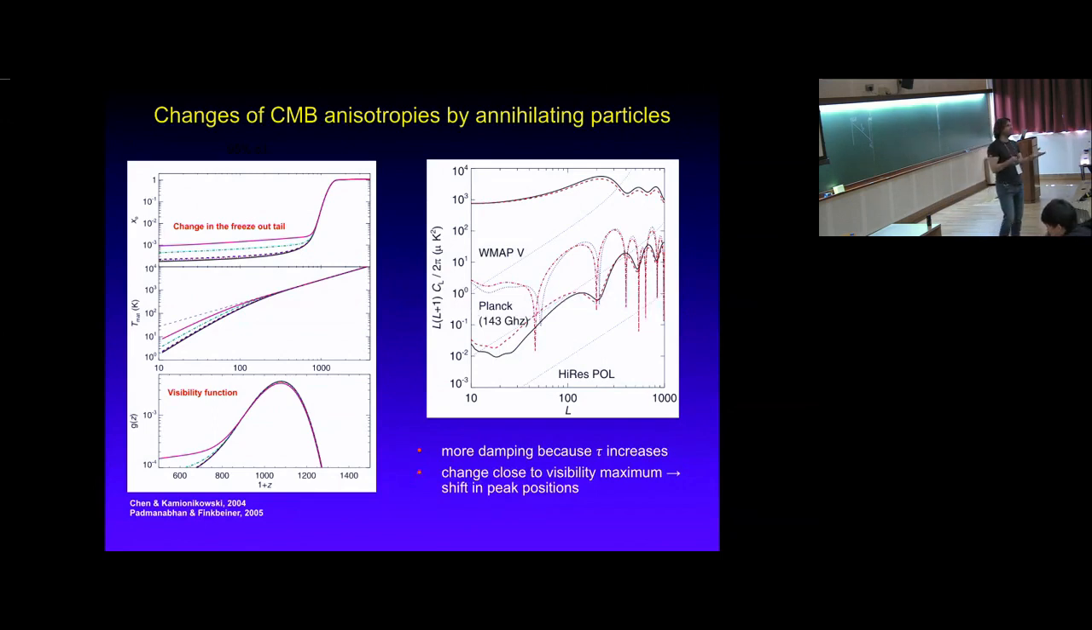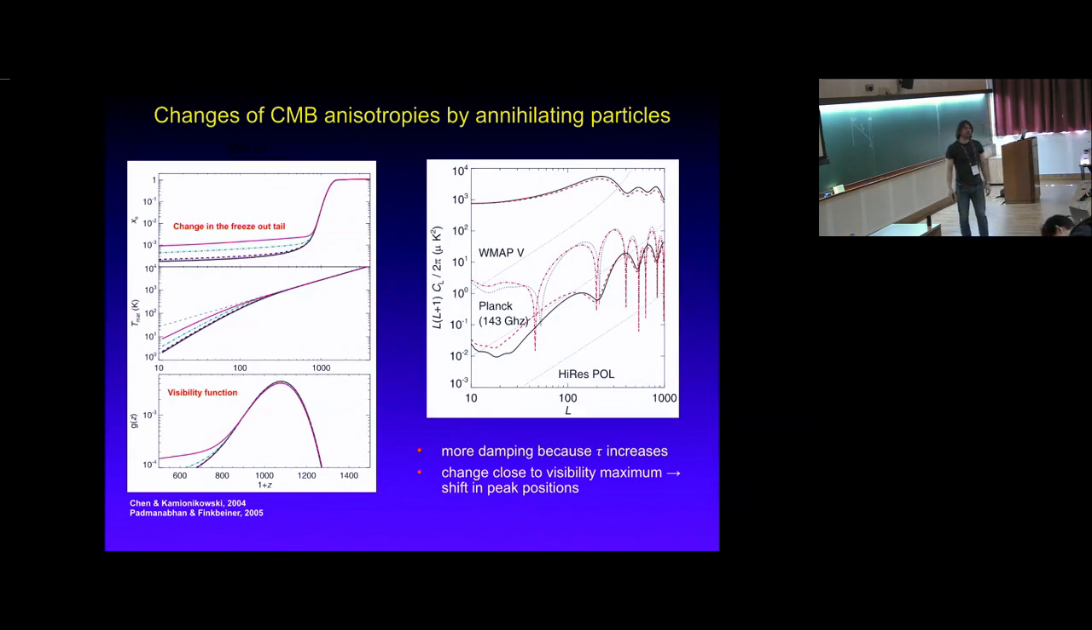And you're not going to be surprised: when you dump some extra energy, you're basically ionizing the medium a little bit more, right? And that changes the recombination history. And here are some early calculations, old calculations from 2004, 2005. There are even earlier calculations before this, but these are some of the calculations that really sparked interest in this direction, by Chen and Kamionkowski, and this is a figure from Padmanabhan and Finkbeiner. You see that the freeze-out tail in particular changes.